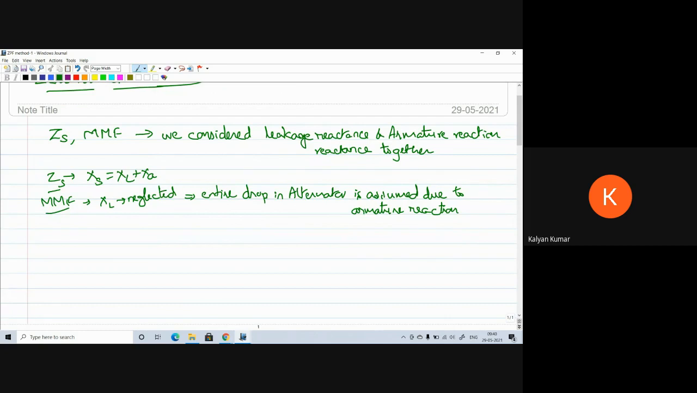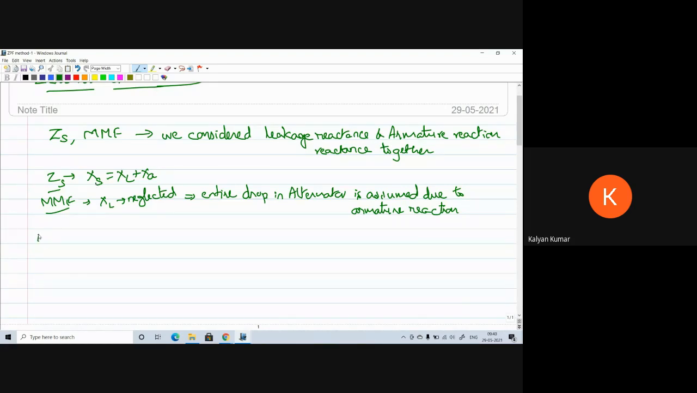Therefore, the regulation values that we have obtained in the synchronous impedance method and the MMF method are not close to the actual values. In one method, it is larger than the actual value, and in the other, it is lower. In the synchronous impedance method, we got regulation values more than the actual values, and in the MMF method, we got regulation values lower than the actual values.